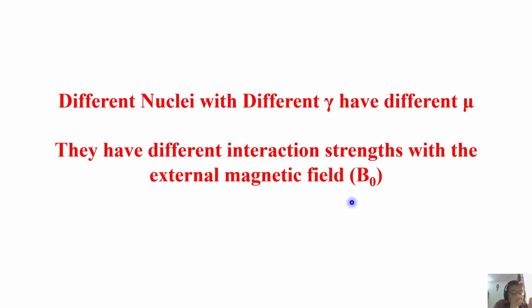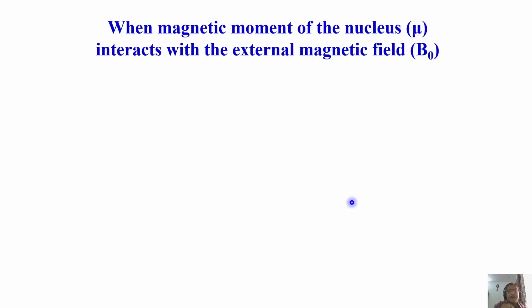As a consequence, we can observe different nuclei individually because their interaction strengths are different. If they were the same, then you would not have seen the NMR of different nuclei. So this is a beauty: because gammas are different, mu's are different. Because mu's are different, interaction strengths are different with the external magnetic field. Okay, this is an important point. So when the magnetic moment of the nucleus interacts with the external magnetic field, what happens? I said interaction is essential. Okay, the magnetic moment of the nucleus is interacting with the external magnetic field. That's fine. So what happens? Next question.